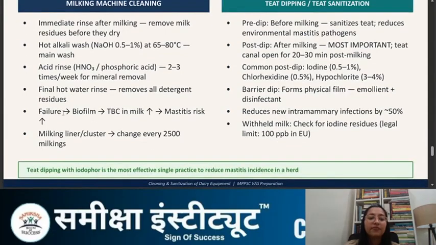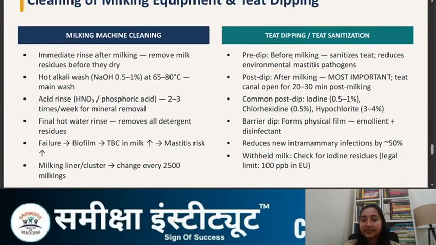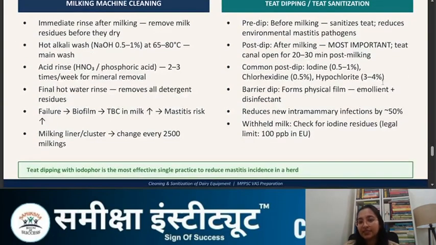If we fail, then biofilm formation will be there. Okay, the mastitis risk will increase. In the milk the total bacterial count will increase because biofilm formation will be there and the mastitis risk will increase. So milking liner or cluster should be changed after every 2500 milkings. Then second is the teat dipping or the teat sanitization.